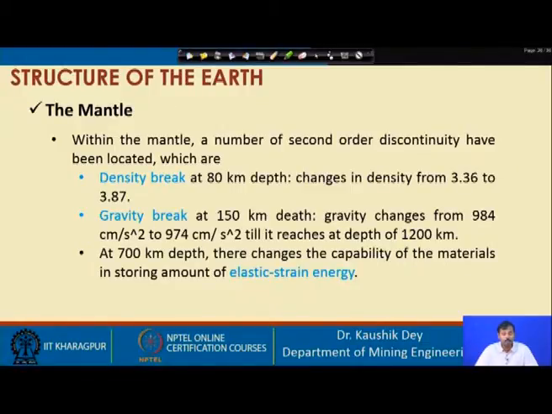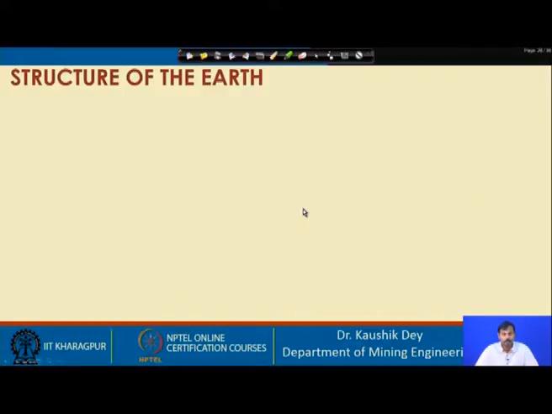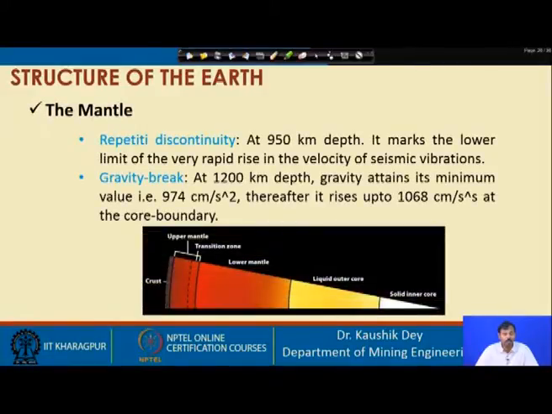At 700 kilometer depth, the capability of the materials to store elastic strain energy changes. That is why the mantle is very significant, as it basically produces the earthquakes and different releases of seismic energies. At 950 kilometer depth, it marks the lower limit of very rapid rises in the velocity of seismic vibrations, and at 1200 kilometer gravity attains its minimum value of 974, thereafter it rises to 1068 centimeter per second square at the core boundary.